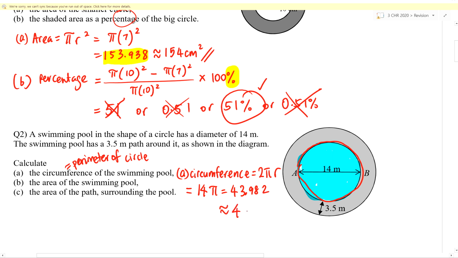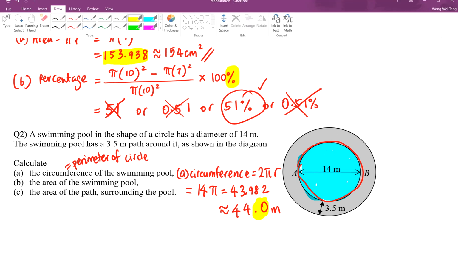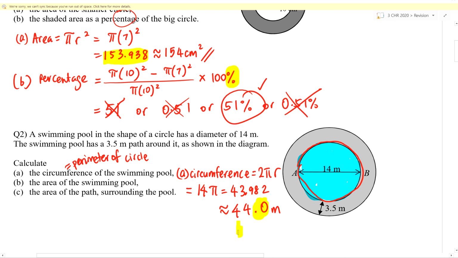Round it off to 3 SF. 44.0 meters. So take note, we want to round this off to 3 SF. So we find, okay, 4 is my first SF, 3 is the second, 9 is my third SF. So I look at my fourth SF, which is an 8. So I need to increase 9 by 1. Once it goes up by 1, 9 becomes 10. So with a 0, and I increase 3 by 1 to get 4. So this 0.0 must be included. So highlight this 0.0. It must be included. So this is in 3 SF.